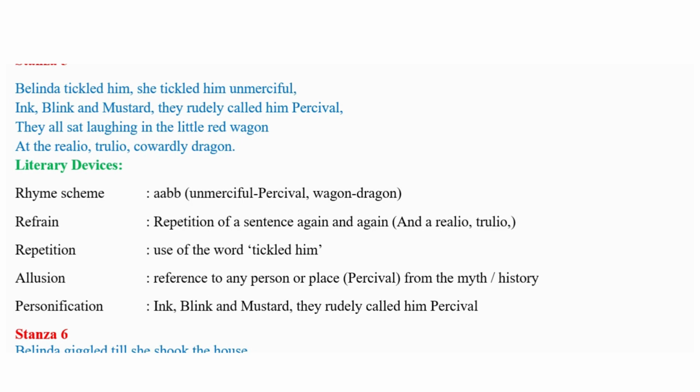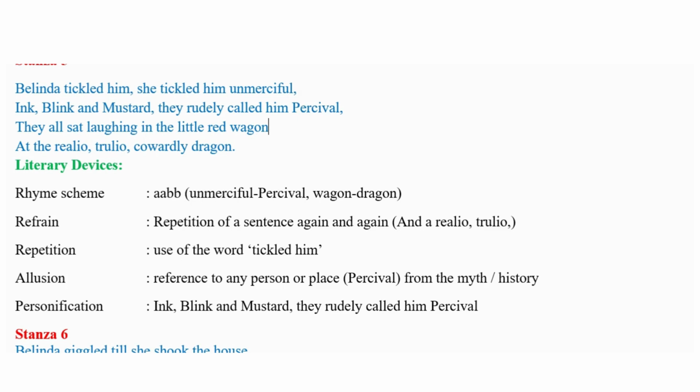Then you can see one important poetic device in this stanza: a reference to any person or place. Here, the reference to Percival is given. Percival is one of the soldiers in King Arthur's court. So it is a reference to a person or place from myth or history. So here it is, the word Percival is the literary device allusion. Right?